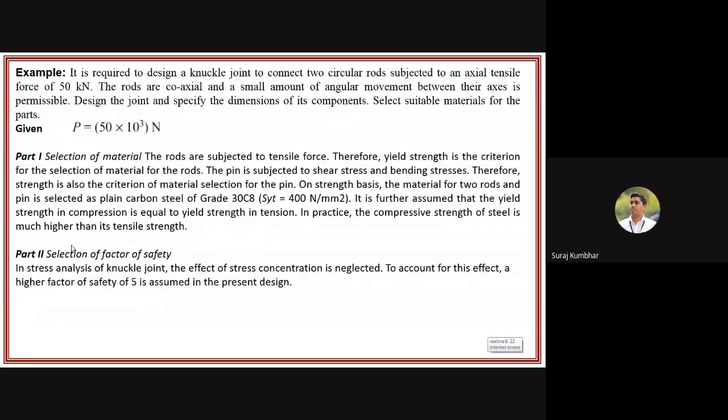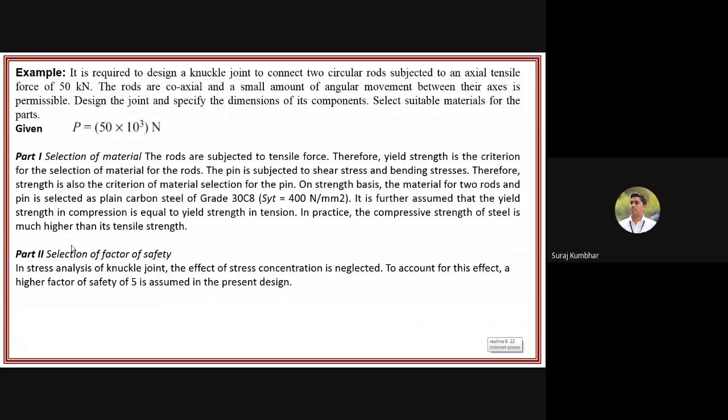Now we will go for part two, that is selection of a factor of safety. When in the problem statement all the things are not given, in that case you can take assumptions for that particular problem. No issue, you will get the full marks. If you assume any type of material, the value should be proper. For plain carbon steel, yield strength is 400. If you select any other material, the yield strength should be the correct one, then you will get the full marks.